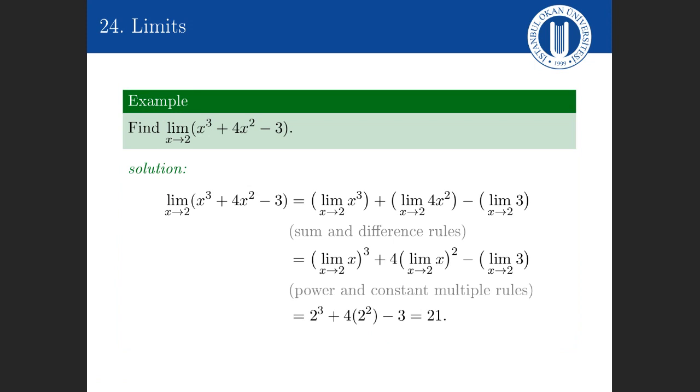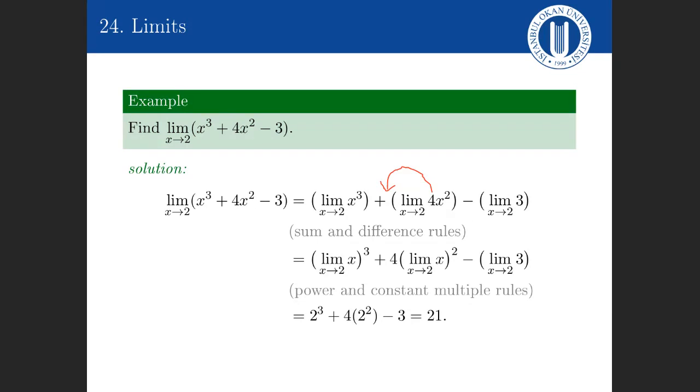We can use these limit laws to calculate limits such as this. Calculate the limit as x tends to 2 of x cubed plus 4x squared minus 3. First thing we can do is use the sum and the difference rules to separate this up into three easier limits. Then I want to use the constant rule to take this 4 outside.